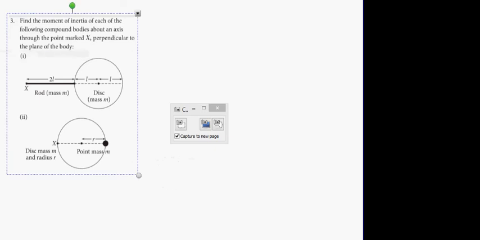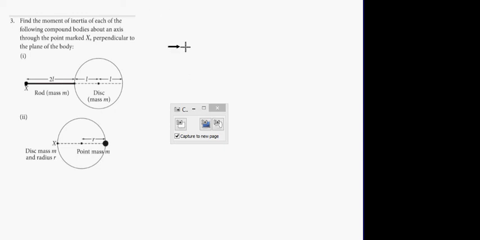Find the moment of inertia of each of the following compound bodies about an axis through the point marked X perpendicular to the plane of the body. This means it's going into the page. So an example would be, if I was to draw this system here, I suppose we should have a circle.